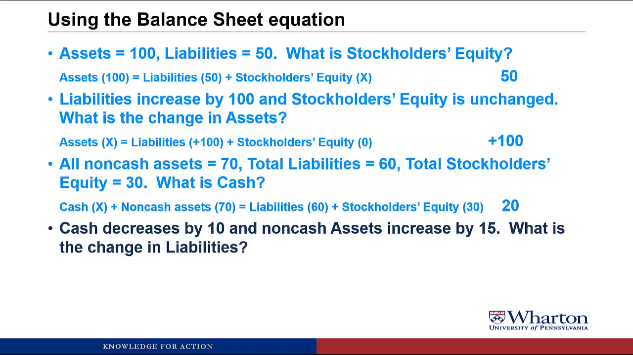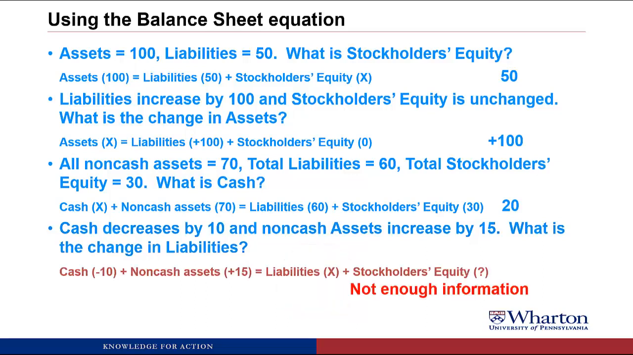Next, cash decreases by 10 and all non-cash assets increase by 15. What is the change in liabilities? We can use the same equation, but we have to be a little bit careful. We have cash going down by 10, non-cash assets going up by 15. We're looking for liabilities, but we don't know what happened with stockholders' equity. And because we don't know what happened with stockholders' equity, we actually don't have enough information to solve this.